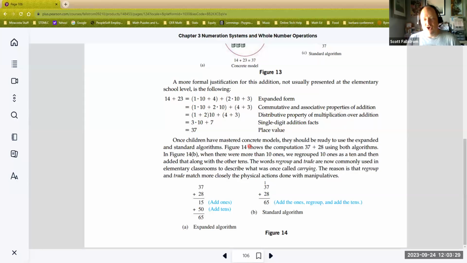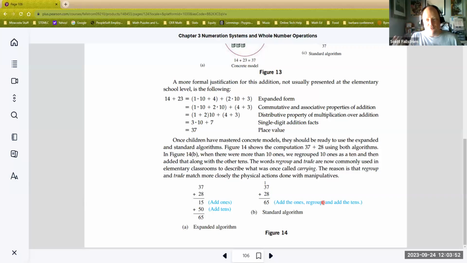Once you have down the concrete models, that's moving the pieces of 10 blocks or chips around, then you can get into standard algorithms. So the expanded algorithm here, where you add the ones, then add the tens, then combine. The standard algorithm is you add ones and then you regroup. And I know you often would have said carrying. We do not use carrying anymore.